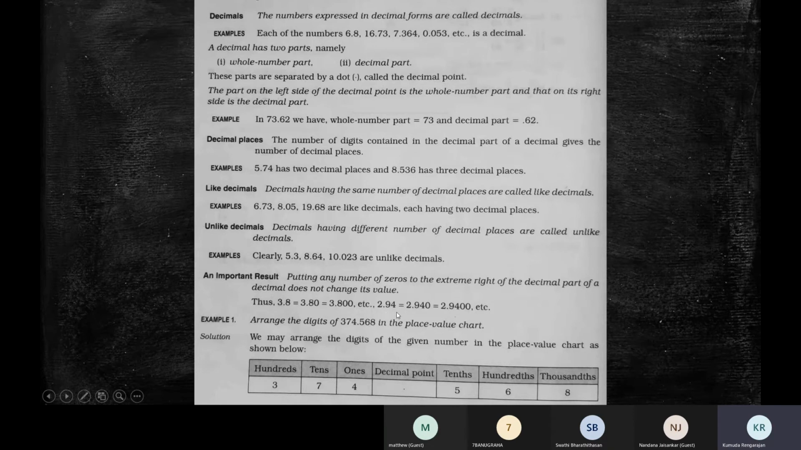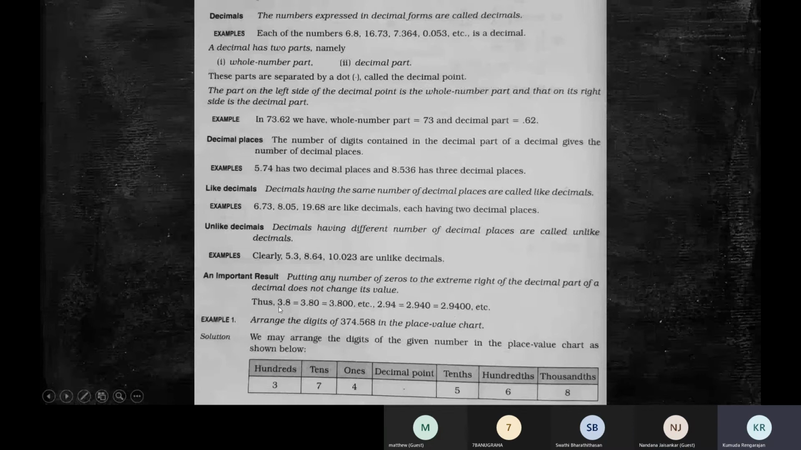So 2.94, 2.940, 2.9400, 2.94000000. All these are the same. You're not changing the value. All of them are still 2.94. Is that fine, children? Yes, ma'am.